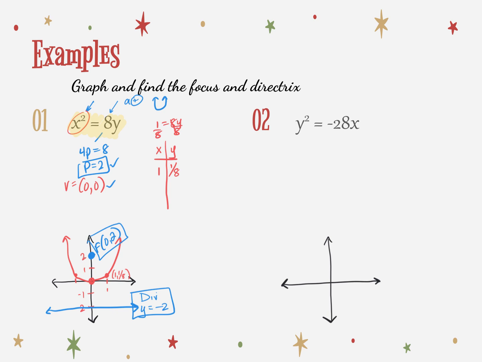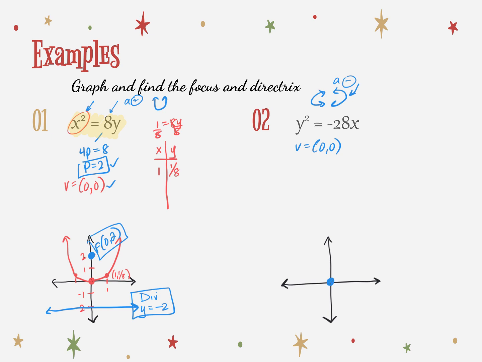So again, we come to the next problem. Notice this is a y-squared graph. So I know this is going to go this way if a is positive, and it's going to go this way if a is negative. And in this problem, a is negative, so it's going to be this one. Again, I know my center or my vertex is going to be located at 0, 0. So my vertex is here.